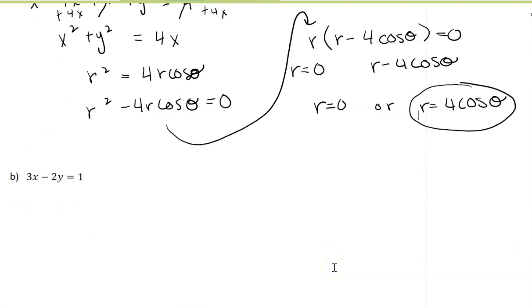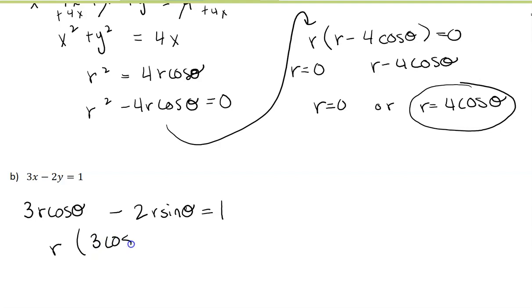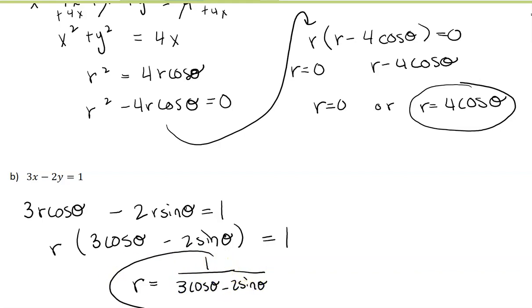With this one, I'm going to convert the x to be r cosine of theta and the y to be r sine of theta. Then I'm going to factor that r out, which will leave me with 3 cosine of theta minus 2 sine of theta. And I'll have a 1 on the right. And then I'll divide to get r equals 1 over 3 cosine of theta minus 2 sine of theta. So that will be my answer.